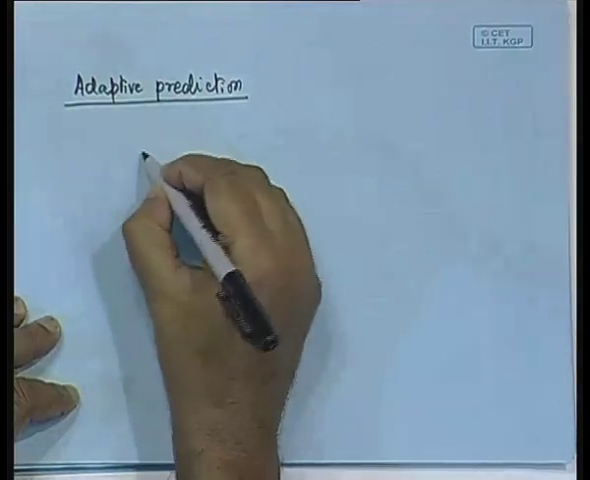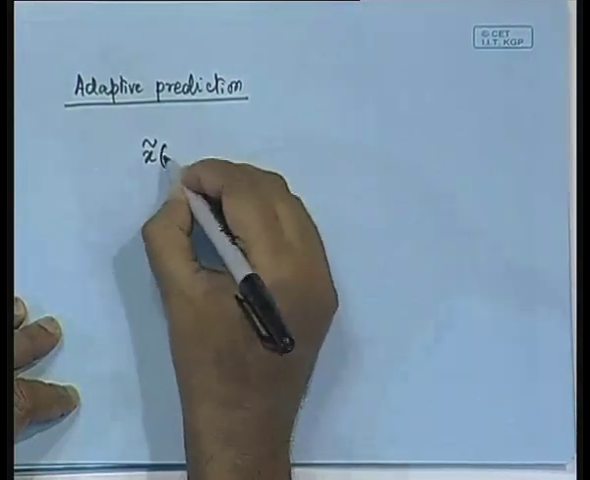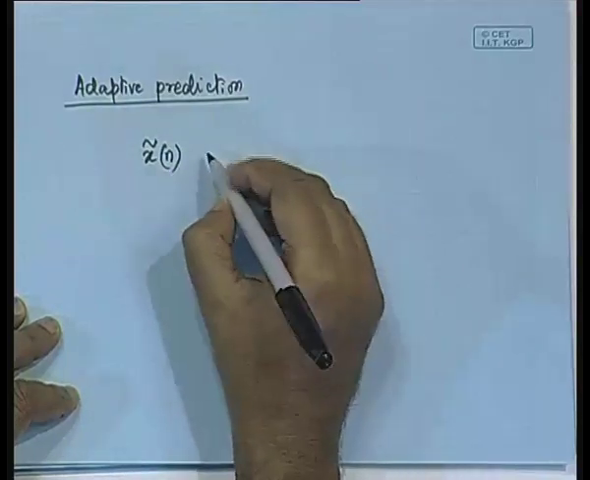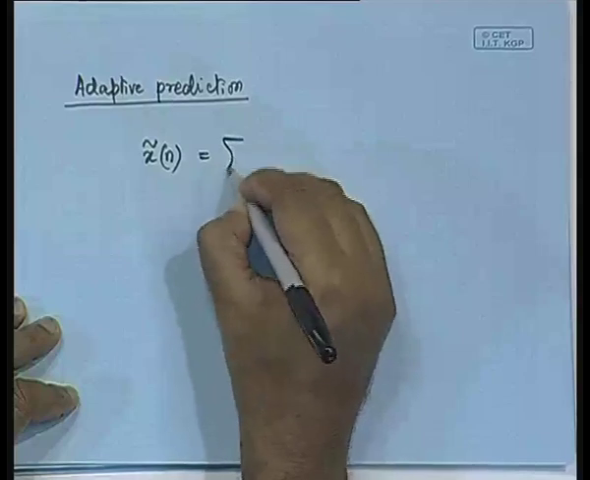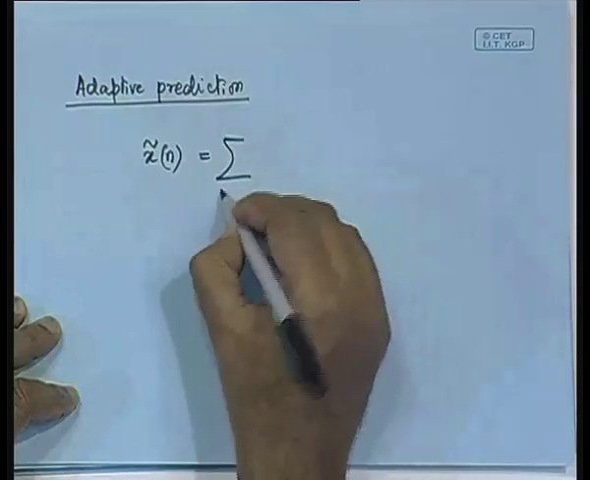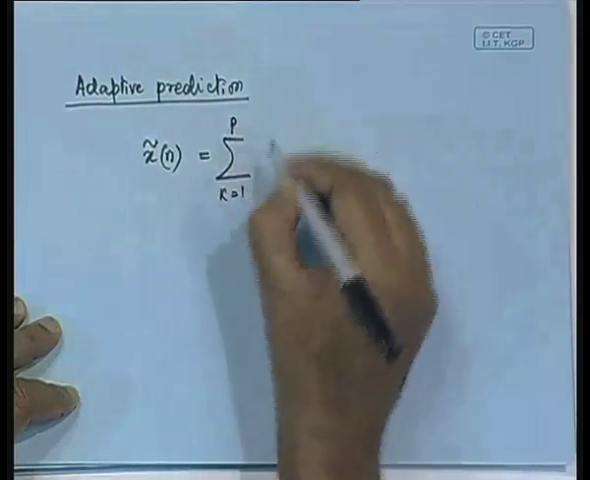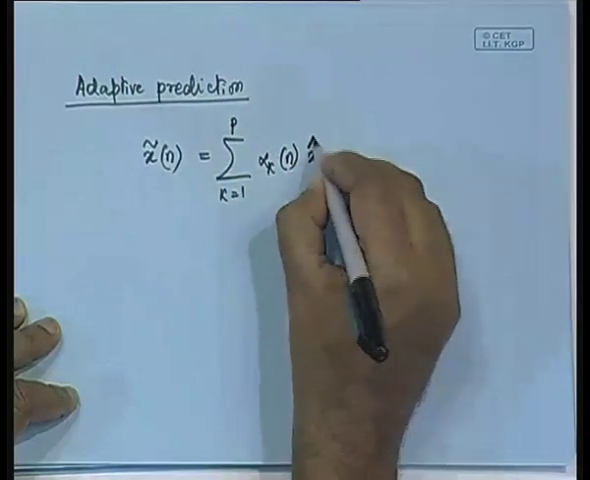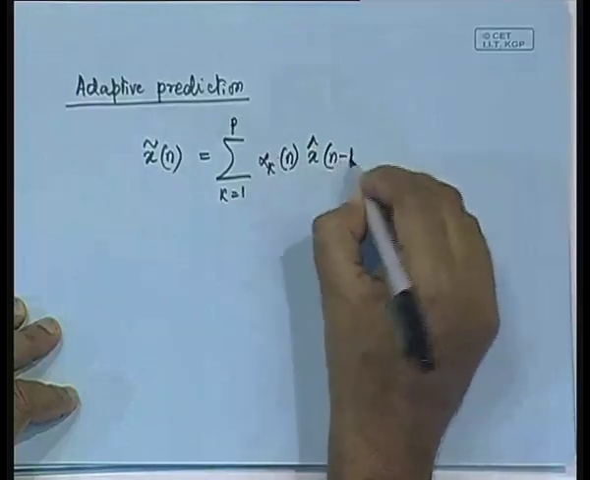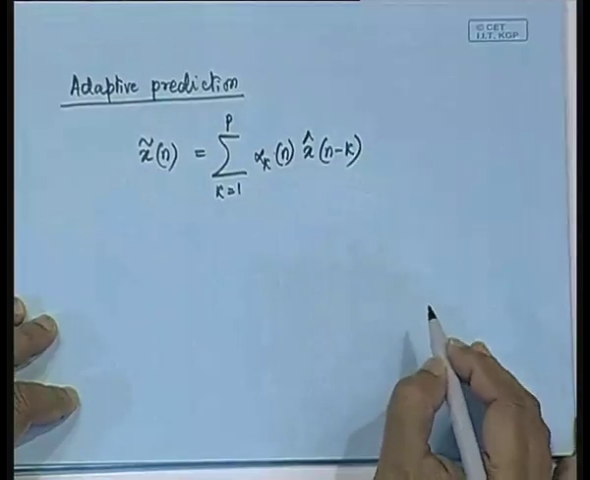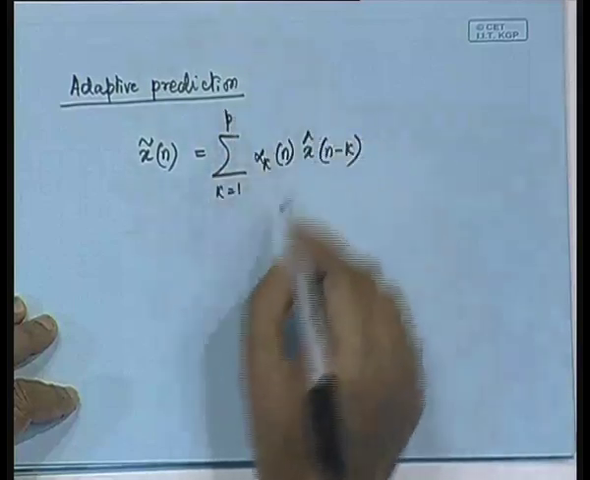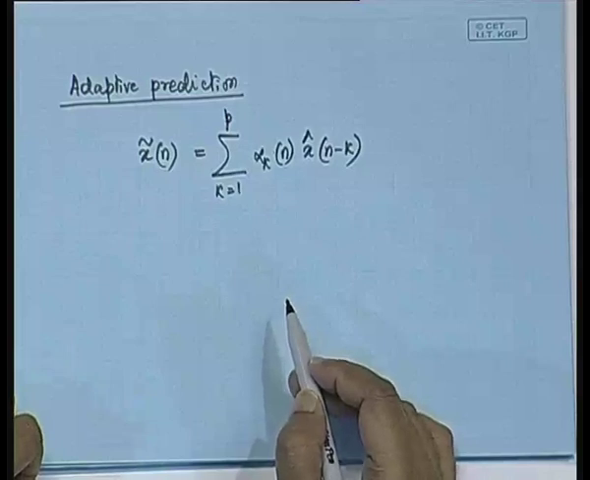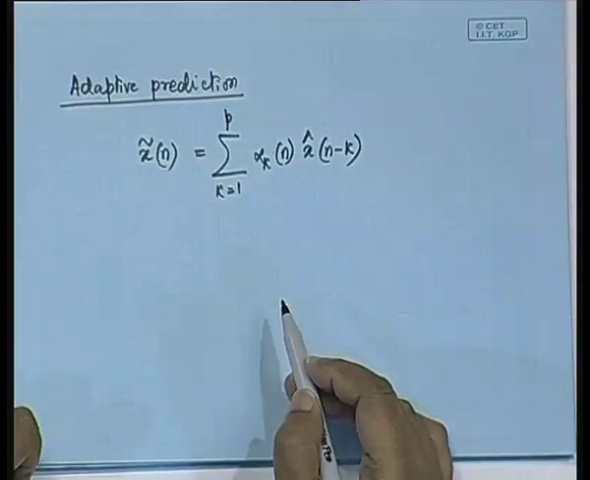one can write down a general expression for the predicted waveform, that is x tilde of n. This could be written as a summation series k is equal to 1 to p alpha k of n into x cap n minus k. So, this is a general expression, which means to say that as per this expression we are having a p order predictor, right.